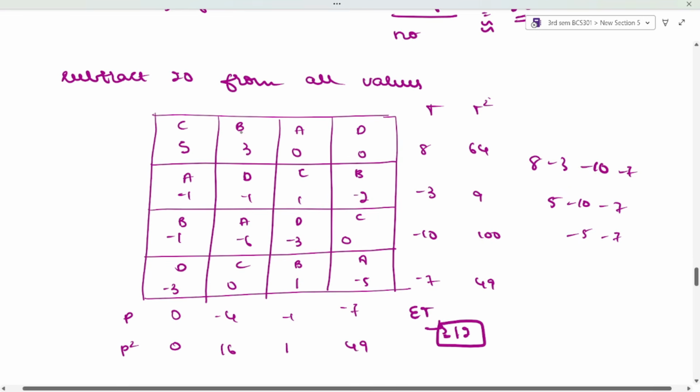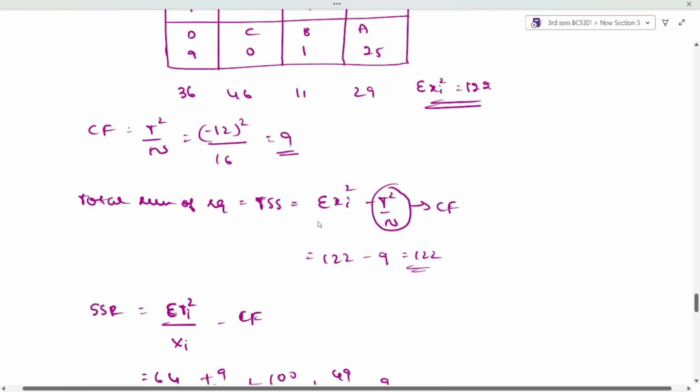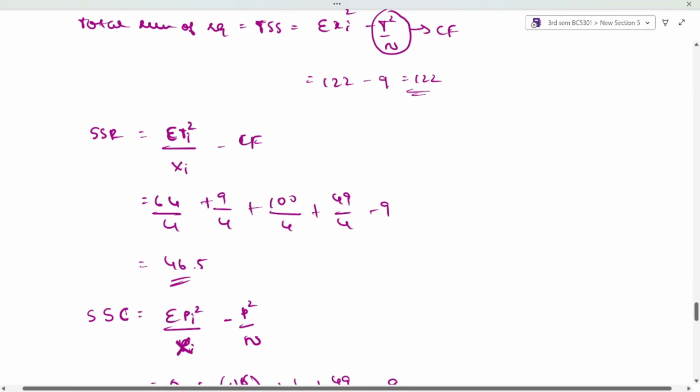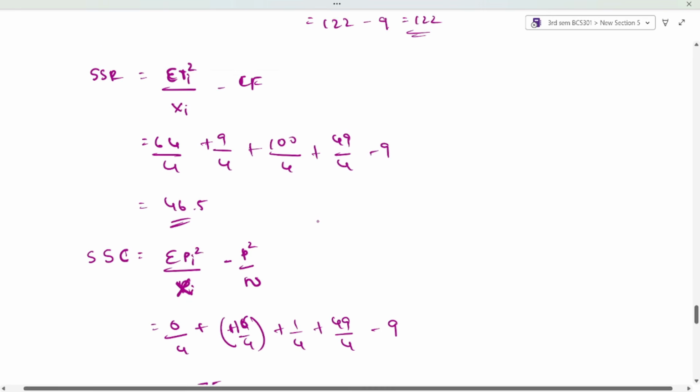Xi square means what? Here you found it out, right? See here, 122. That is the value of xi square. And you will substitute here 122 minus the correction factor, which is 9. You will get 122.